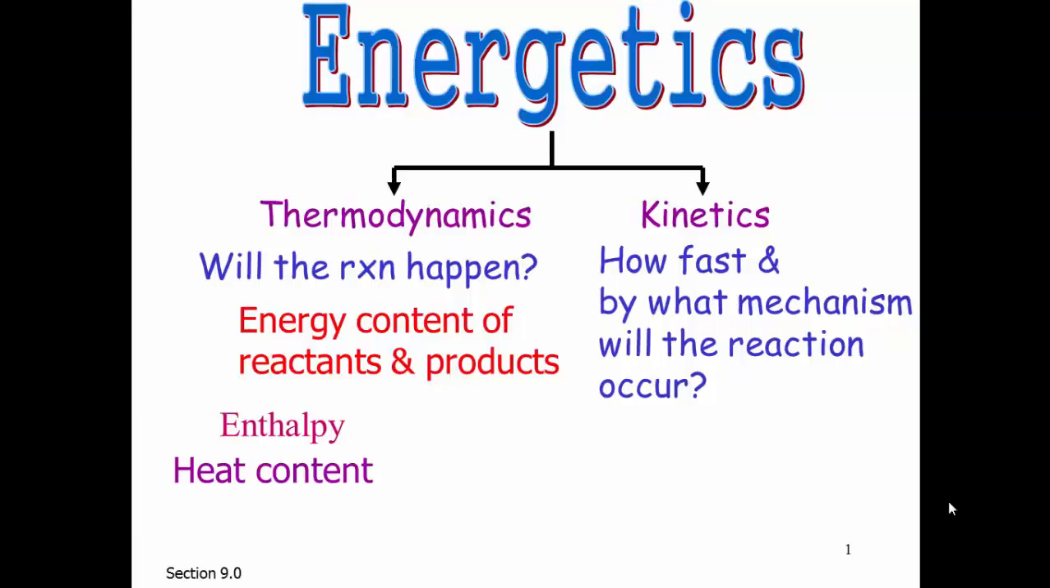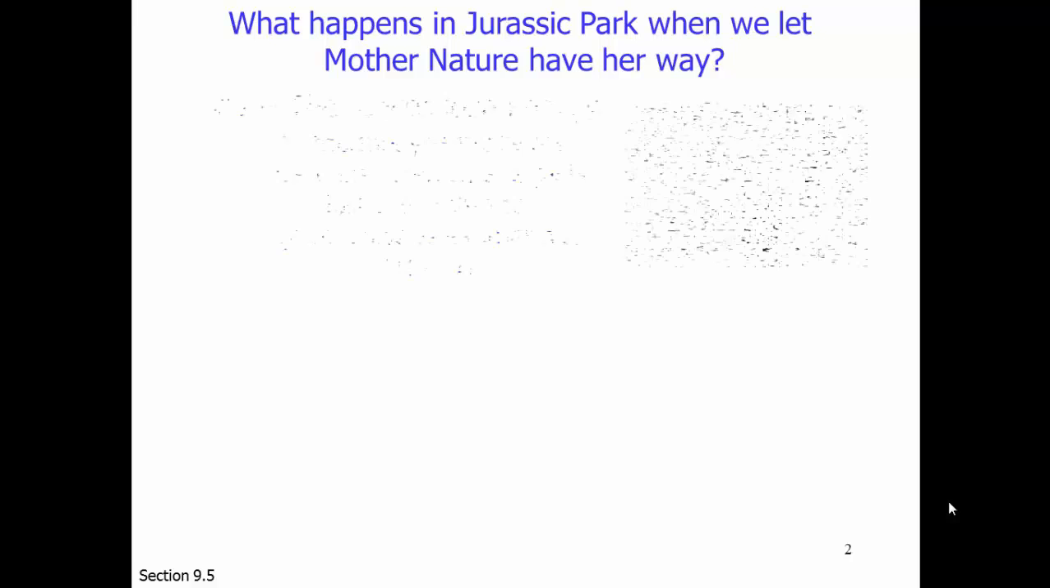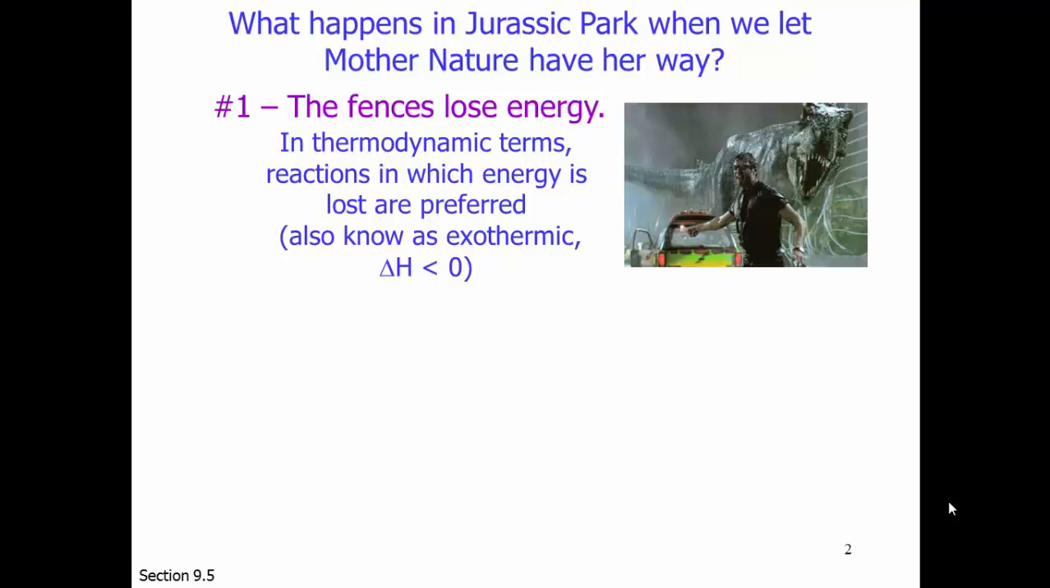In the previous lecture on energetics, specifically thermodynamics, we looked at enthalpy, or heat content, to determine if a reaction was likely to occur. The second contributor of whether or not a reaction occurs is known as entropy, or disorder. Let's use the Jurassic Park model again. What happens in Jurassic Park when we let Mother Nature have her way? Number one, the fences lose energy. In thermodynamic terms, reactions which are exothermic and lose heat content are preferred.